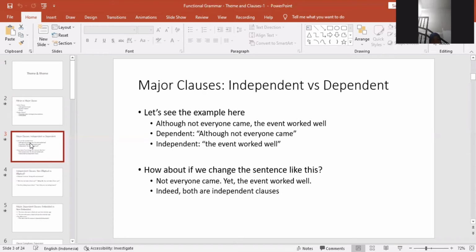Independent clauses embody the function of speaking: making a statement, asking a question, commenting, and exclamation, while dependent clauses take the main clause mode. So it can be concluded that in the example, "not everyone came" includes a declarative dependent, and "yet the event worked well" includes an interrogative independent. Next slide, please.